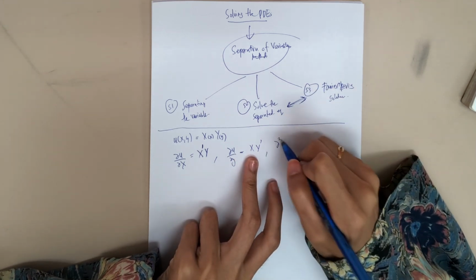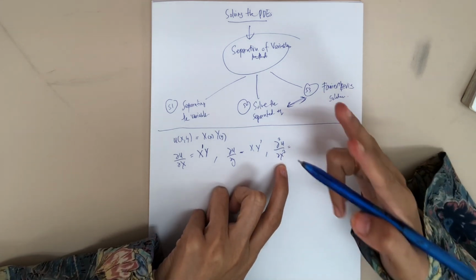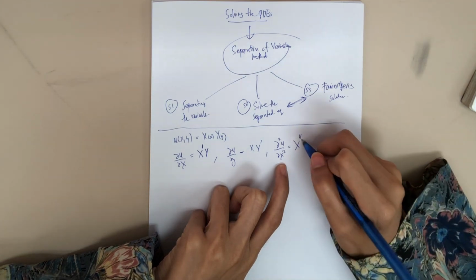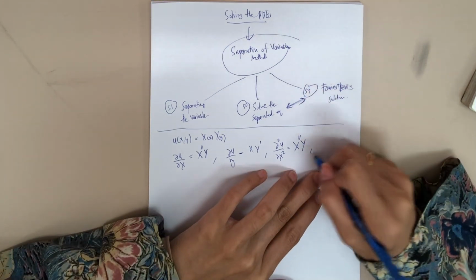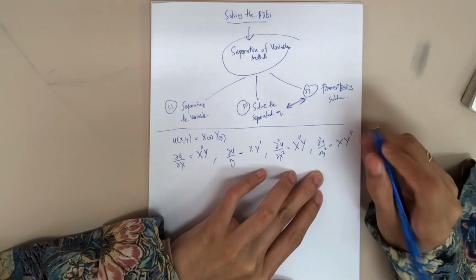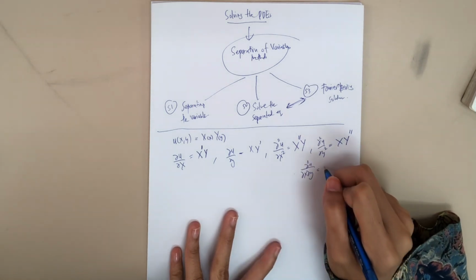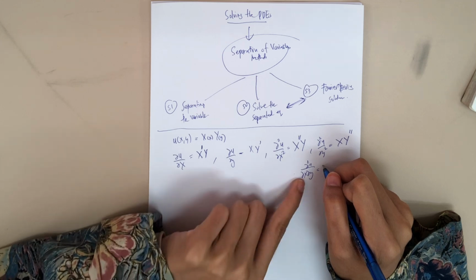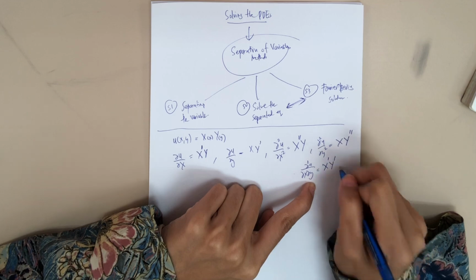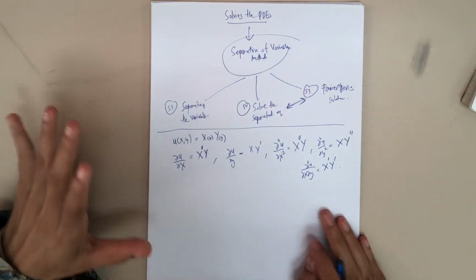Next, we also have d²u/dx². We differentiate x twice, so X will be X double prime and Y will remain as Y. How about d²u/dy²? It will be X Y double prime. And the last one, d²u/dxdy: we differentiate with respect to x first and second with respect to y. Therefore, it will be X prime Y prime. So you just accept it first.